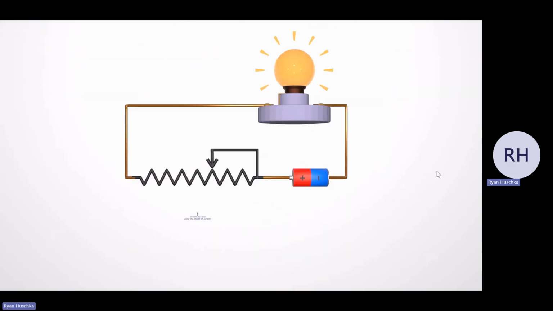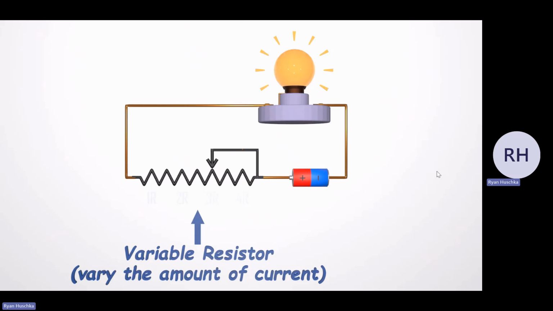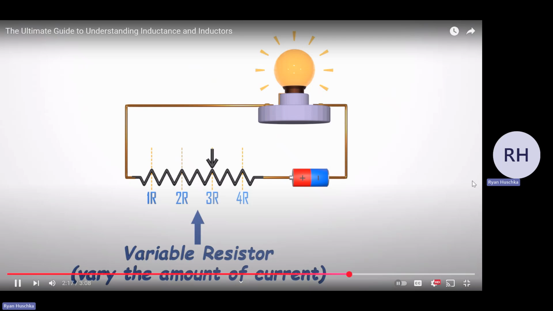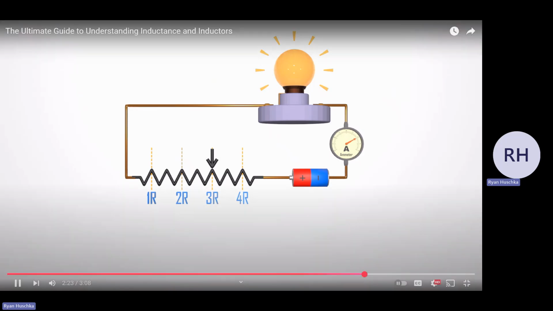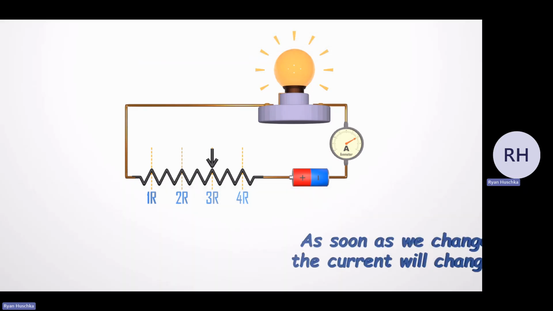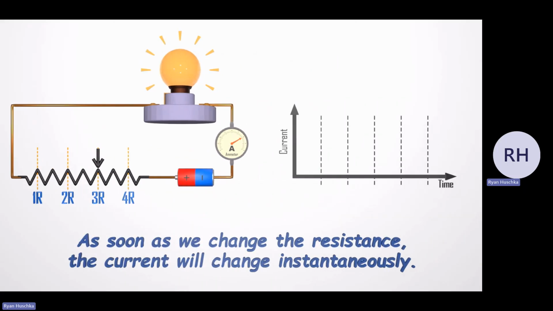Suppose instead of a switch, we are using a variable resistor to control the current of this circuit. For the explanation, let's assume our resistor can have 4 resistance levels as shown. To measure the current of this circuit, let's attach an ammeter to this. The inductance of this circuit is 0. So as soon as we change the resistance, the current will change instantaneously. We can plot the current of this circuit.